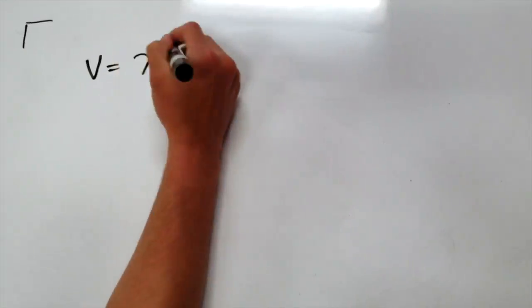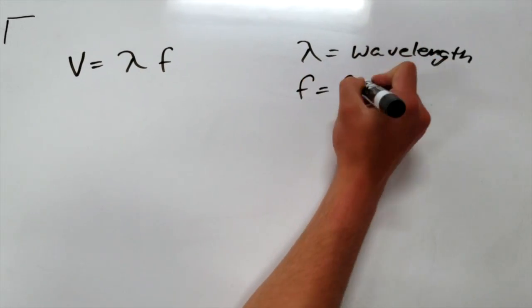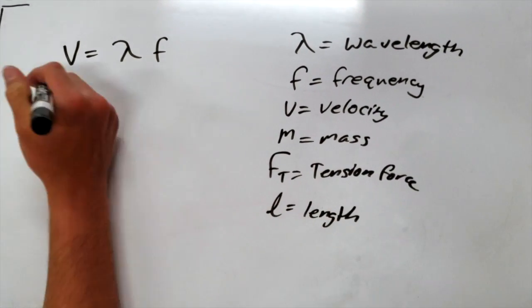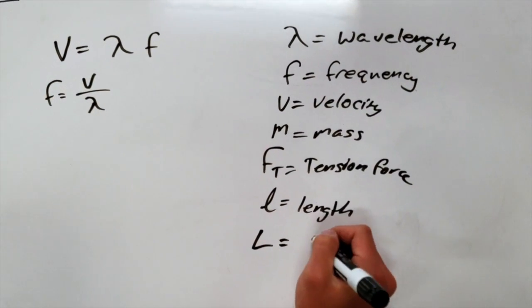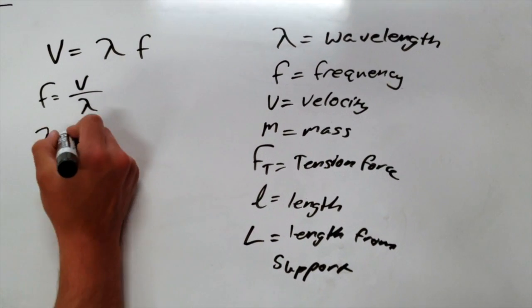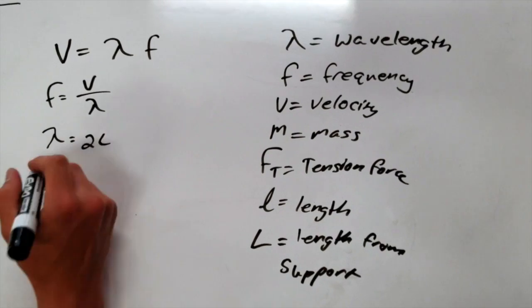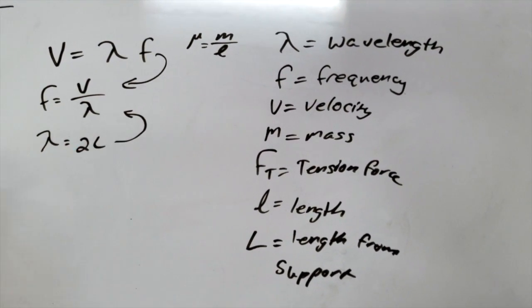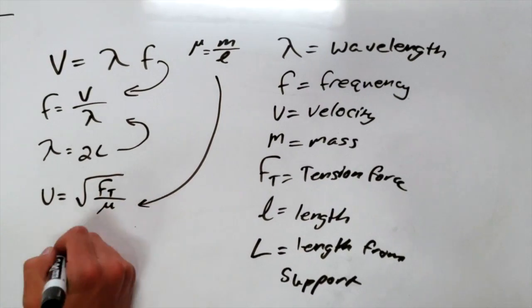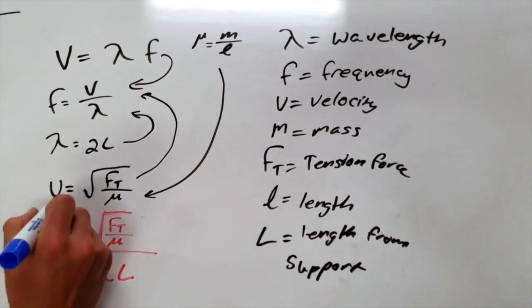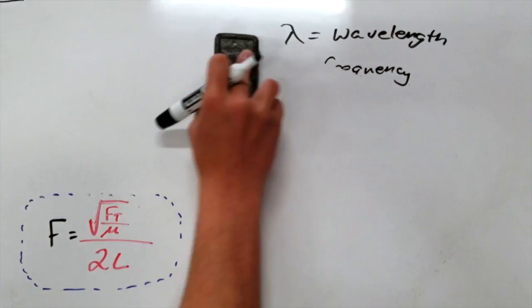So first, let's list all of our formulas and variables that we're going to be using. We know that V, or velocity, is equal to lambda times the frequency. We can also rewrite this as frequency equals the velocity divided by lambda. We know that our lambda is 2L, where L is the length between the two nodes. Our velocity is equal to the square root of the tension force divided by mu. We combine all these to get the fundamental frequency formula.